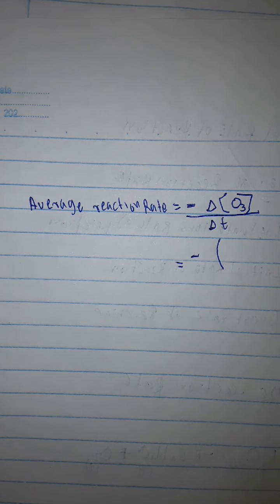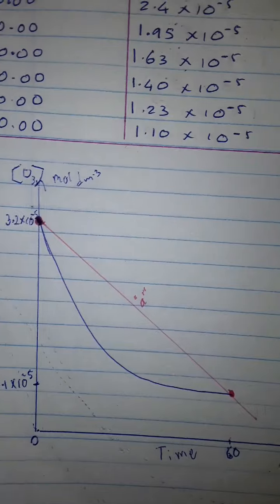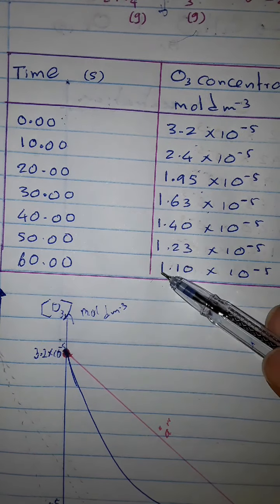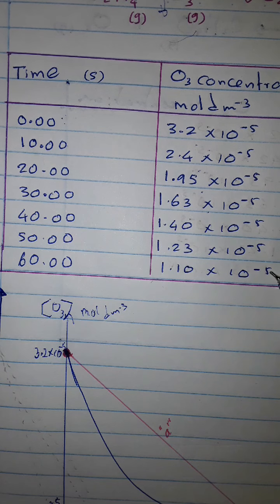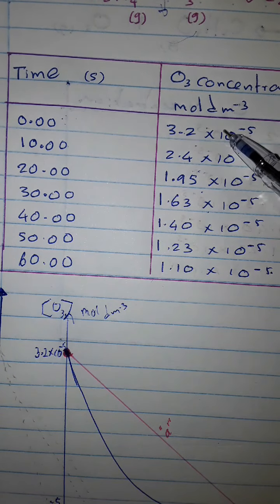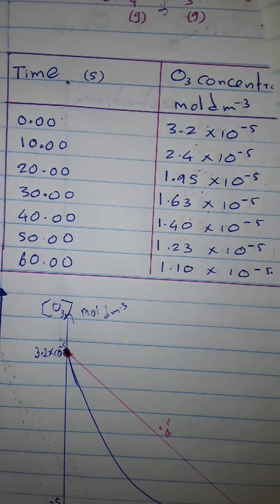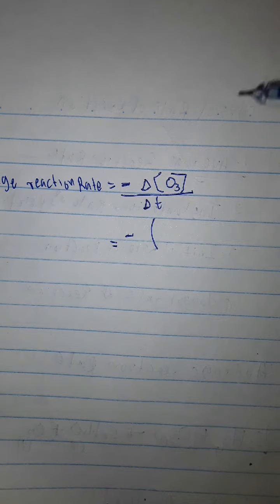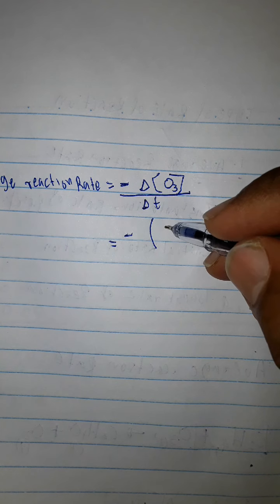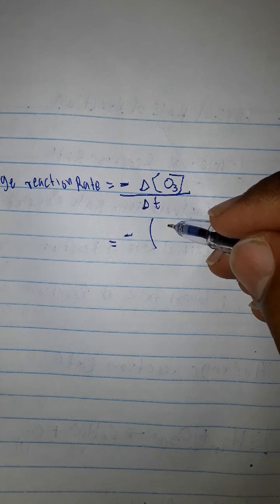What is the final ozone concentration? Final ozone concentration is 1.1 into 10 to the power minus 5. Initial ozone concentration is 3.2 into 10 to the power minus 5. So we can get the values for this one, that is ozone concentration final, right? Ozone concentration final is how much?